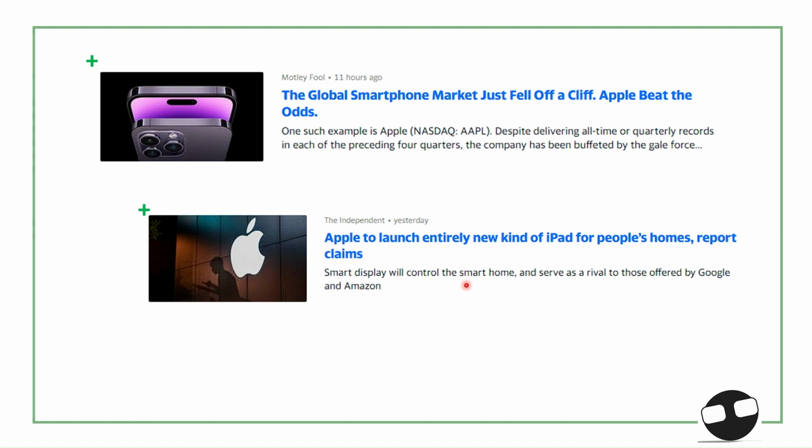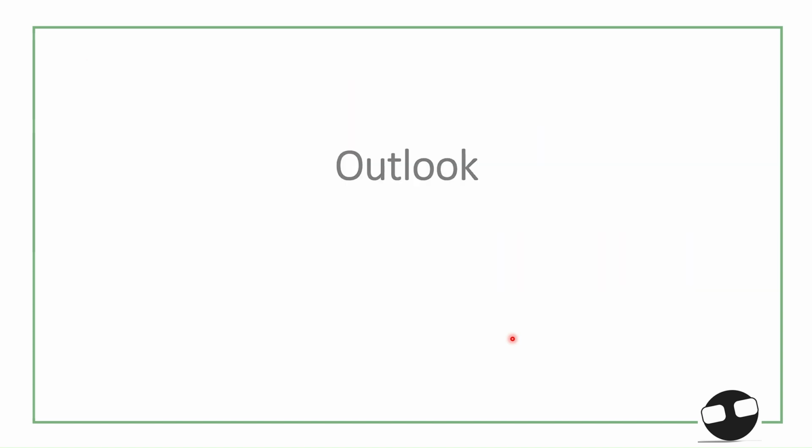And here we have some positive news. The global smartphone market just fell off a cliff, but Apple beat the odds. And also the new products and services Apple has for its customers. So that's a bit of positive news also.